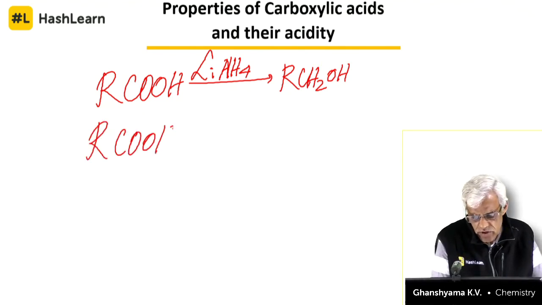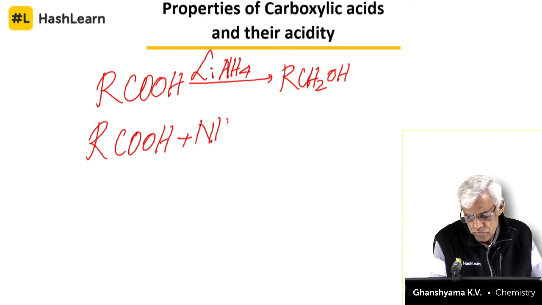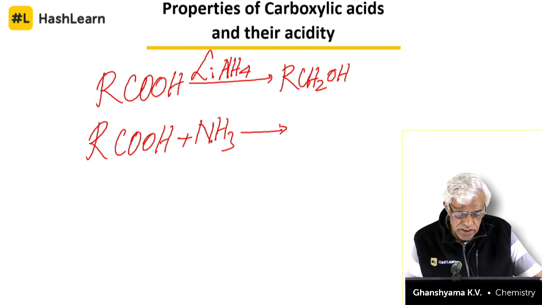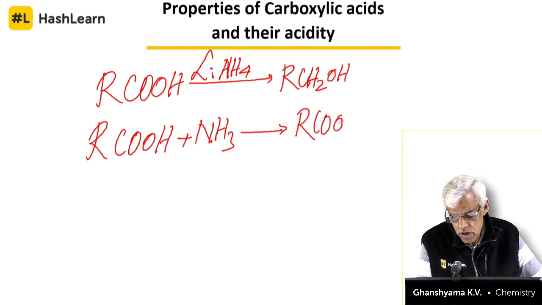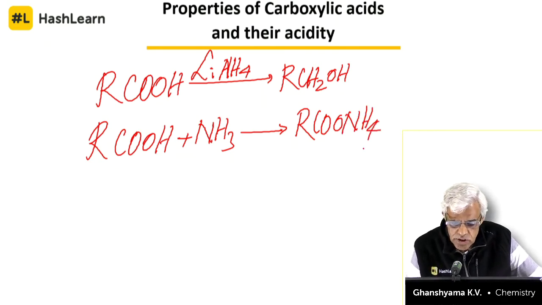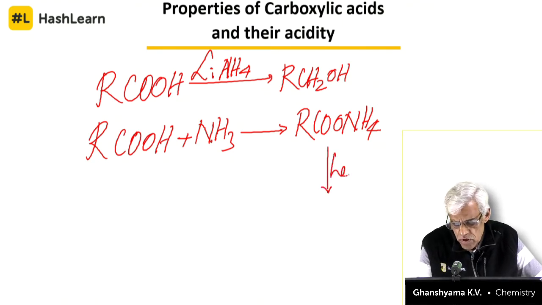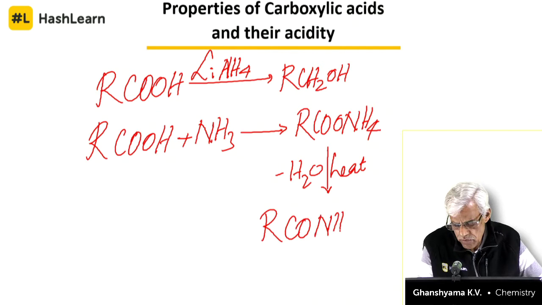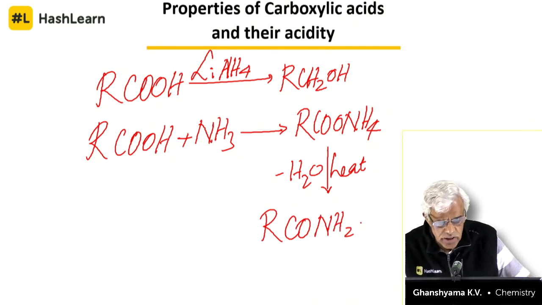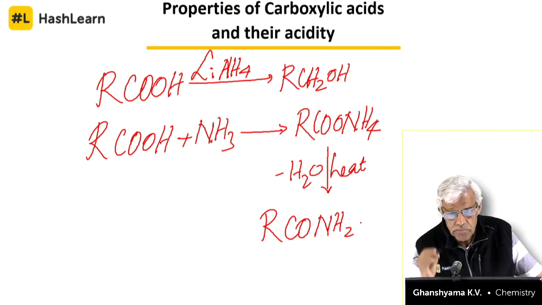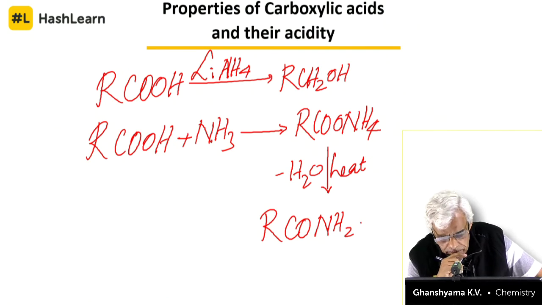Next one, reaction with ammonia. Ammonia is a base. Carboxylic acid is an acid, therefore it results in the formation of a salt: the ammonium salt of carboxylic acid, or ammonium carboxylate. If you heat it, it loses a molecule of water, dehydration, resulting in the formation of RCONH2. An amide is obtained.